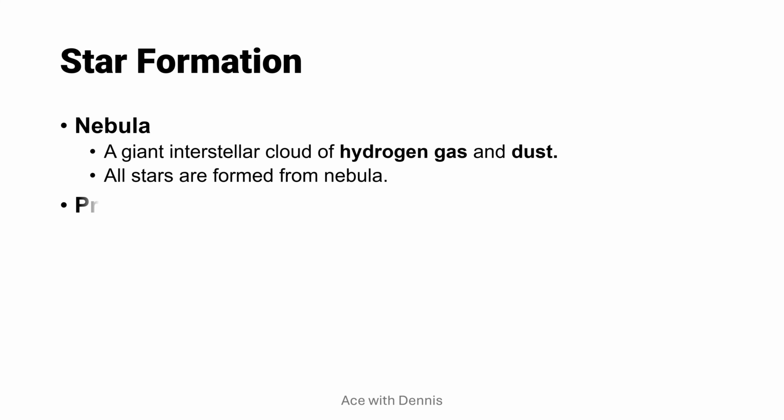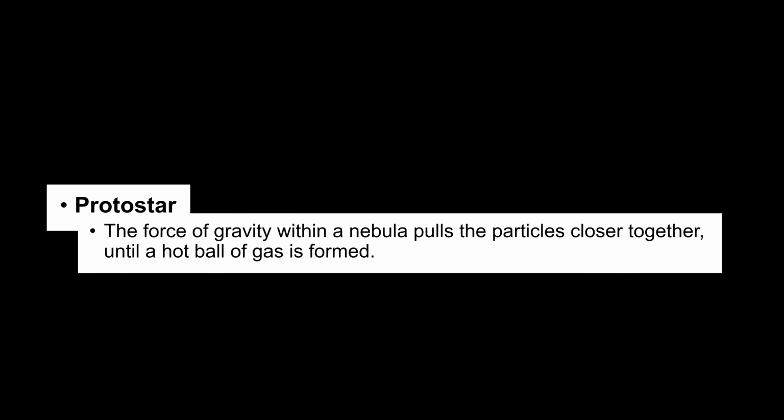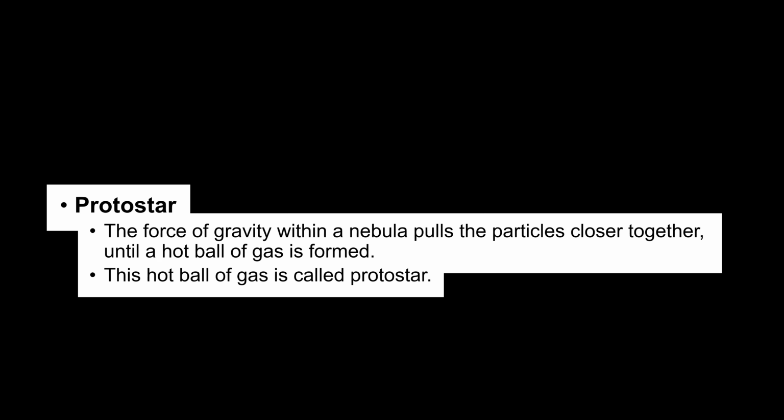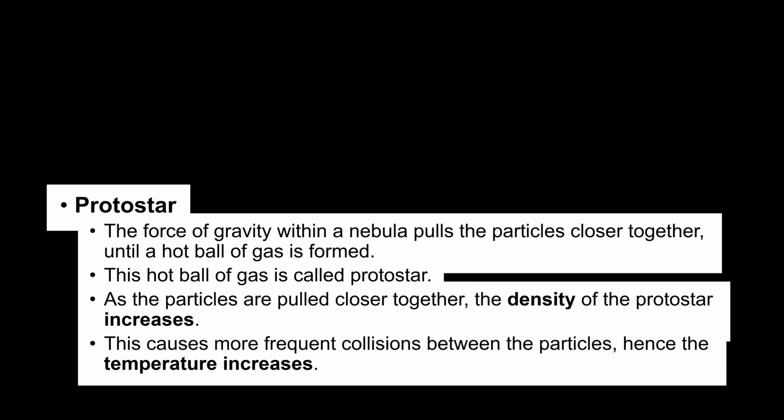The second stage is protostar. The force of gravity within a nebula pulls the particles closer together until a hot ball of gas is formed. This hot ball of gas is called protostar. As the particles are pulled closer together, the density of the protostar increases. This causes more frequent collisions between the particles, hence the temperature increases.